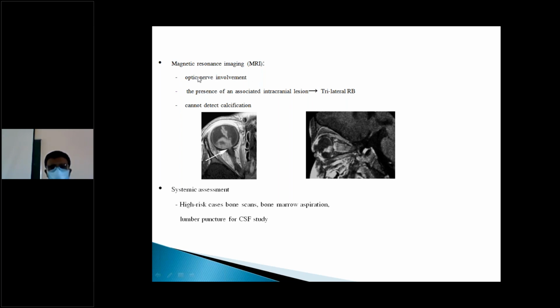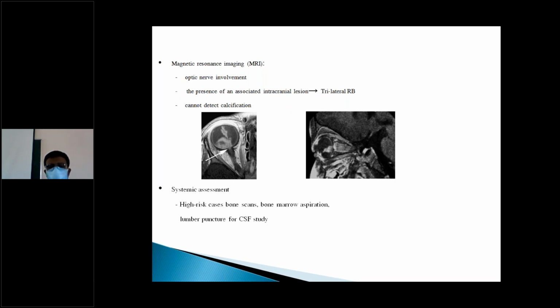That is for MRI. MRI is mainly to know the involvement of the optic nerve and intracranial extension. These are the investigations: general examination, ultrasound B scan, CT scan, MRI scan, and X-ray of the orbits. There are 5 investigations for suspected retinoblastoma.